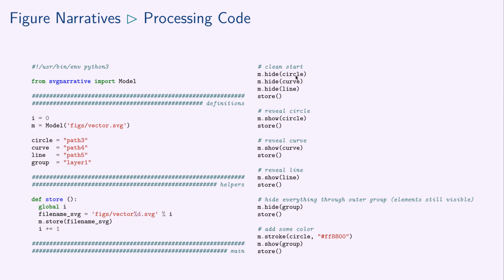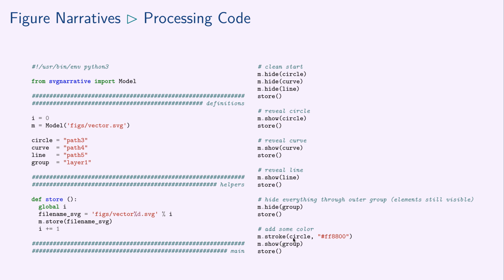So what do we do? First we hide the circle. Circle is the element with the ID path 3. Then we hide the curve, we hide the line. That, by the way, was everything. We store it, so that's a blank file. Then we show or reveal the circle and store it. So we start by revealing the circle. Then we show the curve, store that. We show the line, store that. So now everything is visible. We now hide the group. And since the group wraps everything, that hides everything. We store it. So this is blank.